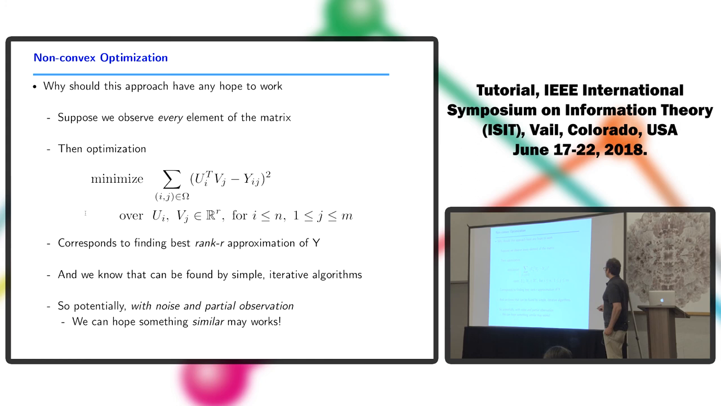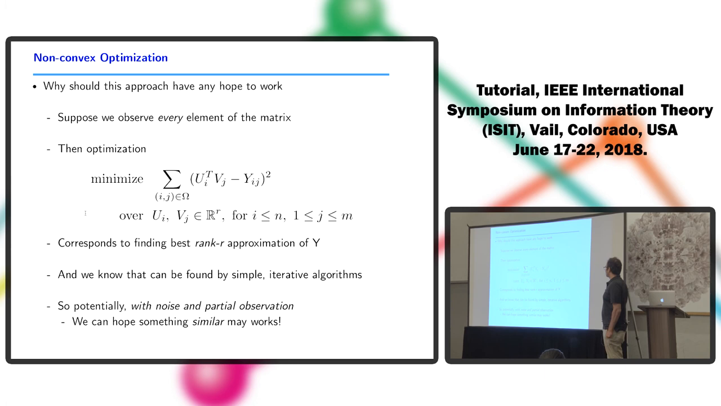In particular, if omega was everything observed, we must be able to solve it. So the question is that if omega is not everything that is observed, but a good amount, maybe the same robustness should hold. Okay? And that was the basic premise behind this non-convex approach. That is, without noise and with everything observed, we know it works. So the partially observed version should work, and maybe the noisy version shouldn't be too bad.